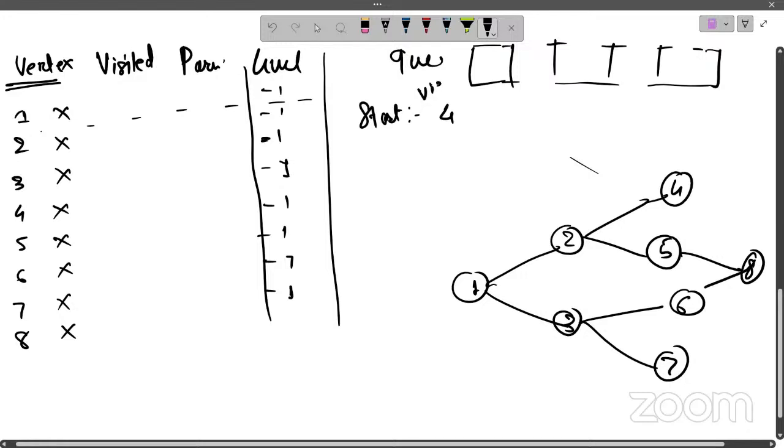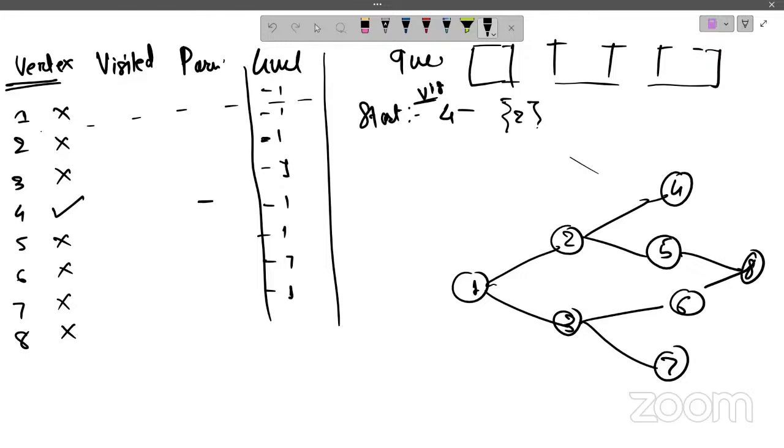I'm visiting 4 now, so I'll write down what the neighbors of 4 are. The neighbor of 4 is 2, right? So now I'll update the information here that I'm visiting 4. I'll mark it to be true. And the parent of 4 is nothing because 4 is independent, right?